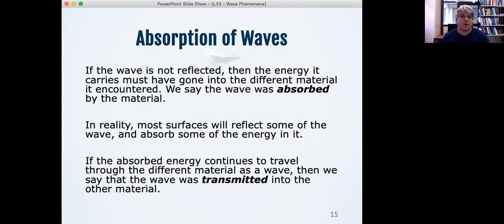Poor choice of words to say not close to perfect. You don't get anything that's perfect. You get things that are close. Just like we saw with efficiency for machines as well.